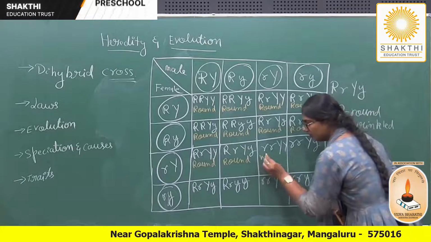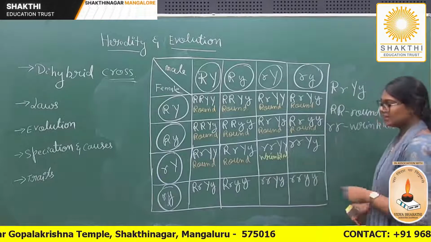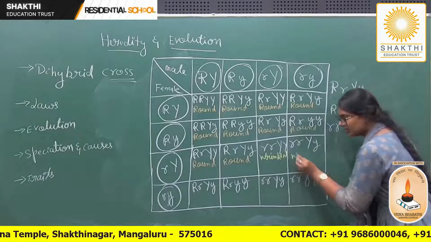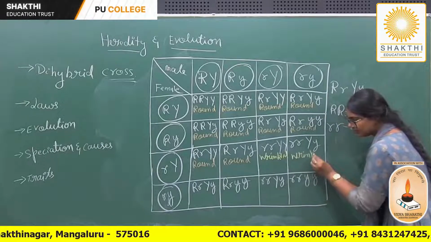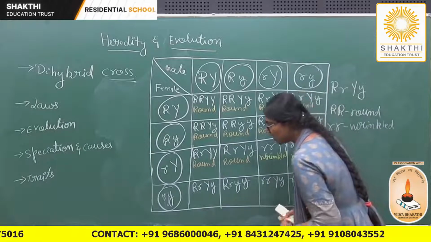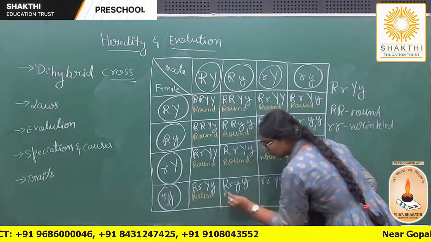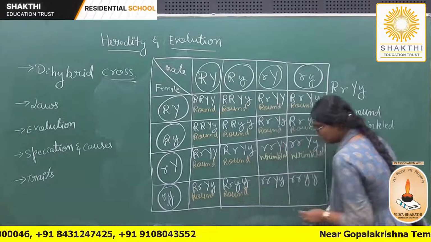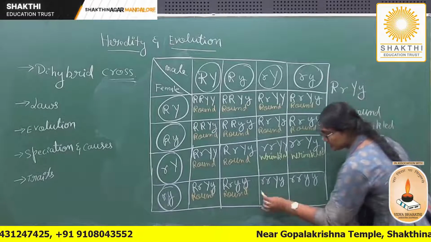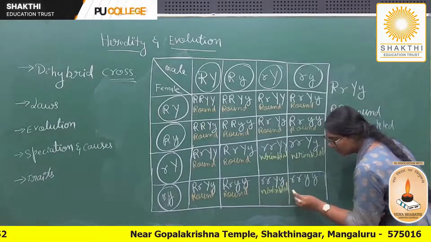Wrinkled, and again small r is wrinkled. So we'll fill it as wrinkled. Here we have capital R, small r, which is round. This is also round. Small r is wrinkled, and again small r is wrinkled.